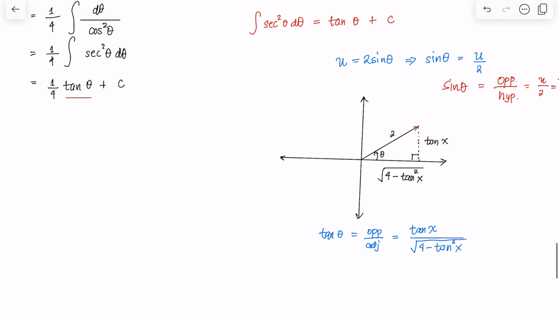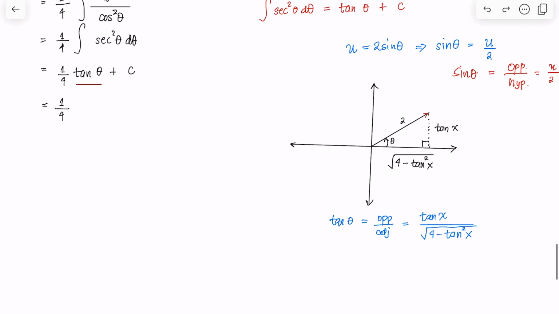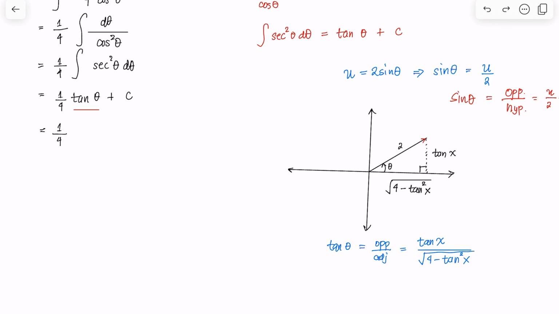So you're going to substitute that here because your integral is originally in terms of the variable x. So it doesn't make sense if you're getting some theta over there. So we have to revert back to the original variables which are in x. So this tan of theta is simply this one. So you're just going to rewrite this as tan of x all over the square root of 4 minus tan squared x, plus c.